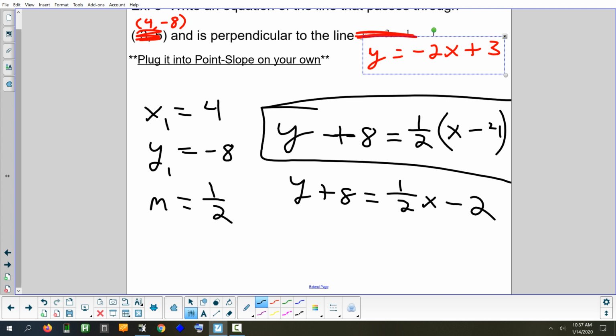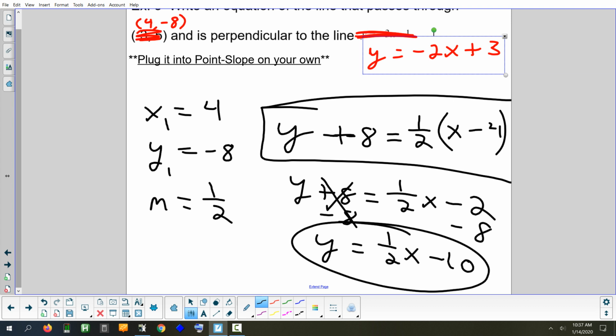Now, my last step to get y by itself is what? What do I want to get rid of? What do I have to do to get rid of it? Subtract 8. What's on the left now? Just y. What's on the right? 1/2 x, that stayed the same, minus 10. So 1/2 x minus 10. What's the name of the first one? Point slope. What's the name of the second one? Slope intercept.